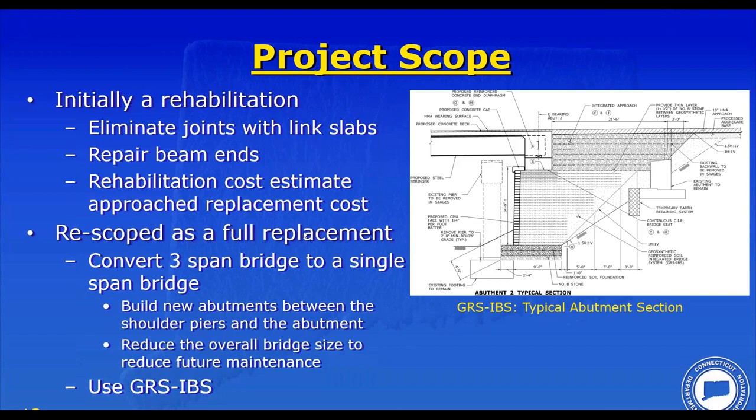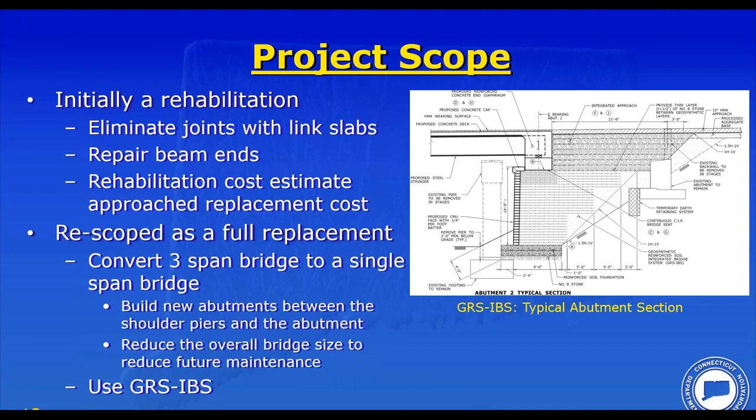So the project was rescoped as a full replacement using a newer technology. The idea here was to use GRS-IBS and convert the bridge from a 3-span bridge to a single-span bridge. By doing this, we do a couple of things. One, we have less substructure to maintain in the future. Two, we have less superstructure to maintain in the future. So we reduce the overall size of the bridge, which also reduces the cost of the bridge because now we're building a smaller footprint structure.